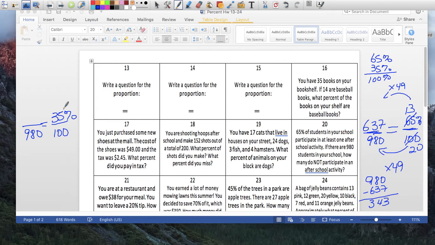So 35 divided by 5 is 7. 100 divided by 5 is 20. Relationship is times 49. And on top, it's times 49. 7 times 9 is 63. Take 6. 7 times 4 is 28. Plus 6, 343. Look. It takes us to the answer directly. You will not need to subtract over here.